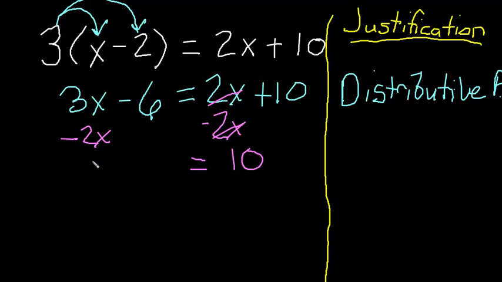And on this side we're left with just 3 minus 2, which is 1, which we can write 1x, or we can just write x. And so we're left with x minus 6 equals 10. But here's the question, what justifies, or what rule tells me I can subtract 2x from both sides? The rule that tells me to do that says that if I add the same thing to both sides of the equation, I don't change the equality of the equation.